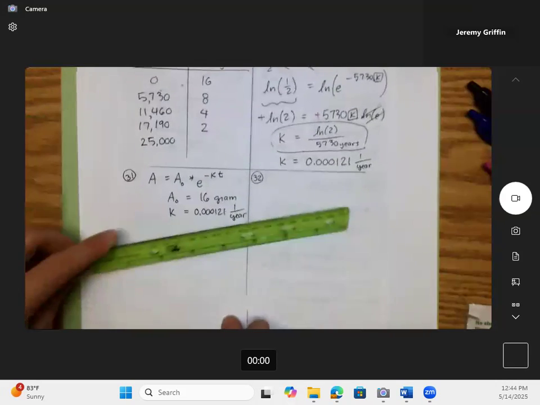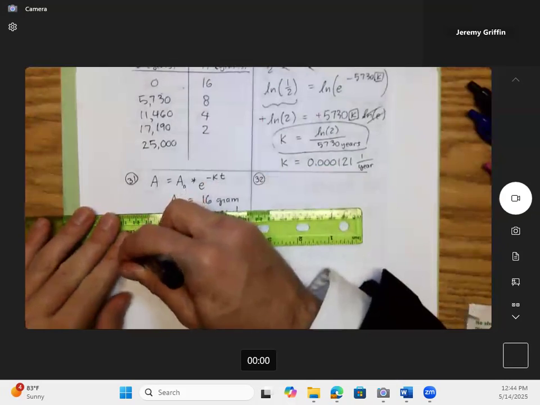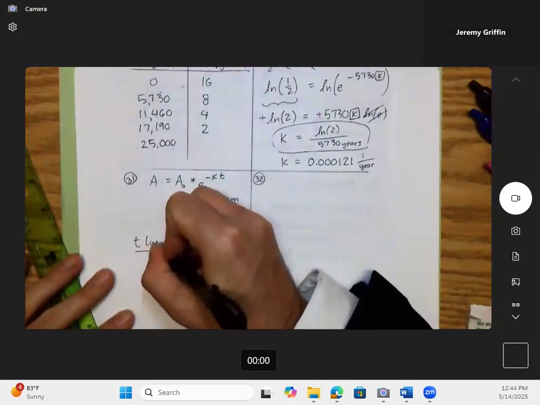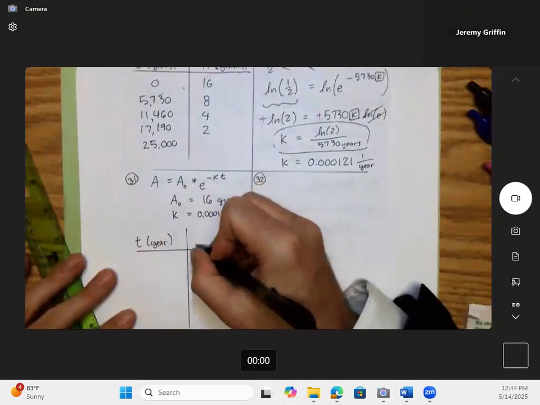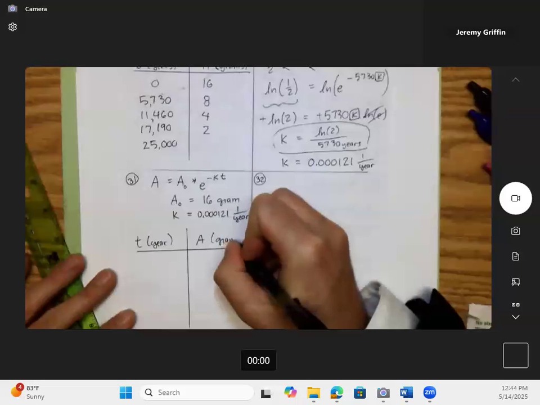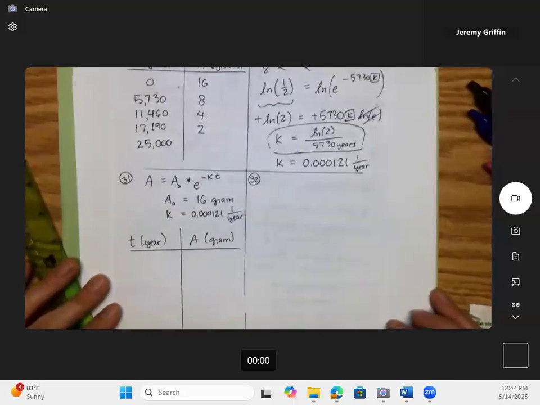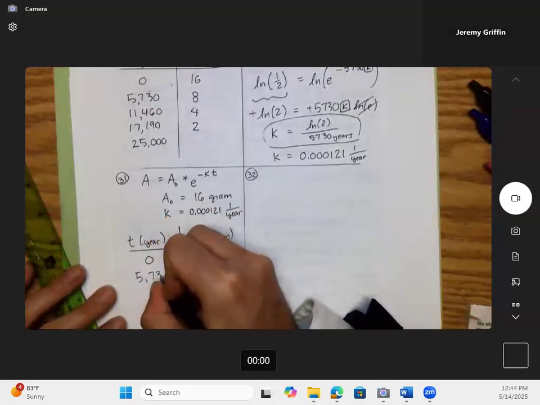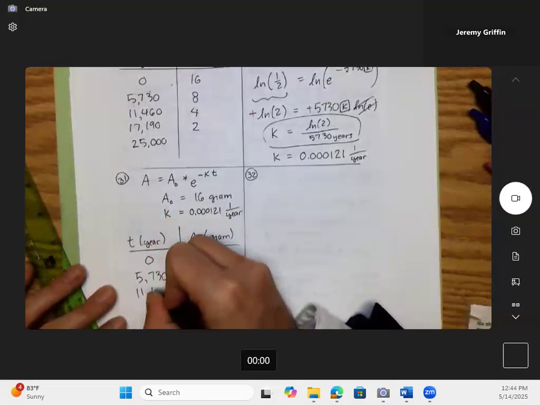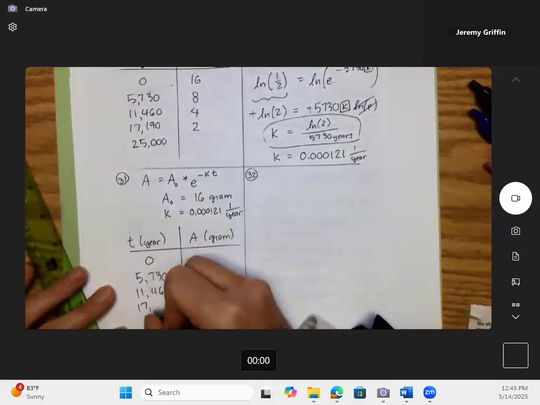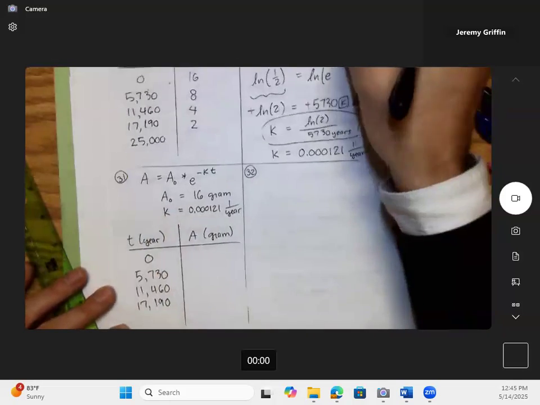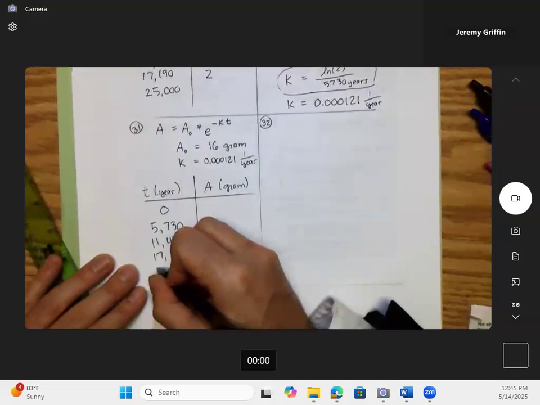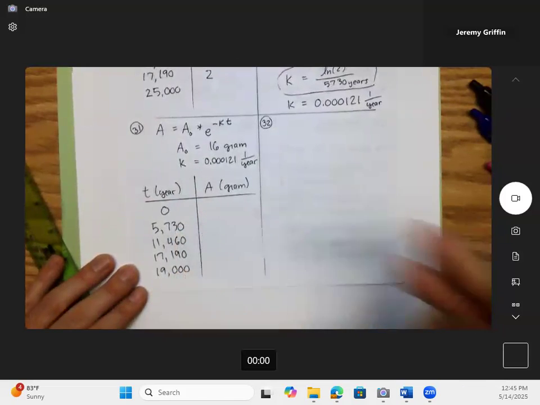Now, let's make a similar table to before. Let's say how much time has passed in years, and how much do we have left over in grams? Let's try some familiar looking numbers. 0 years, 5,700 years. Let's go 11,000 some years, 17,000 some years. And let's have a wild card number. How about 19,000 years? Just make something up.